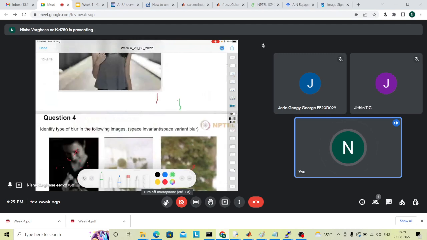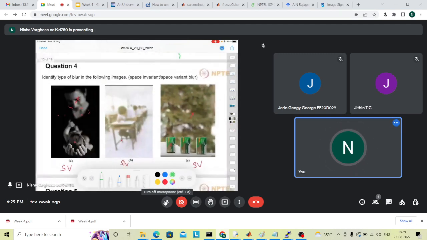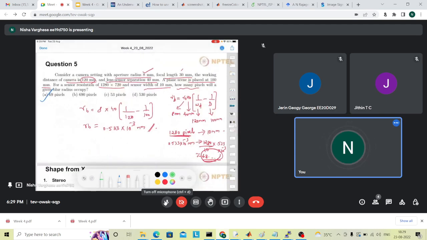So this question is to identify the type of blur in the following pictures. First one is space variant. Second one is space invariant, because in the whole image we can see a similar blur. But if you are seeing different blurs at different positions of the image, it is space variant. Then question 5 is about what I explained about blur radius.